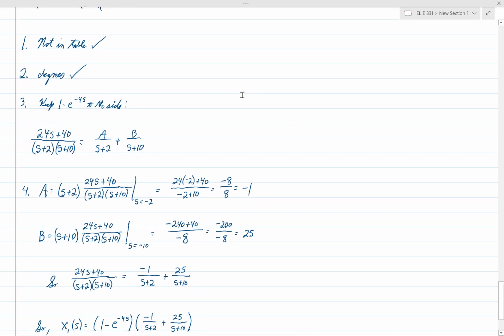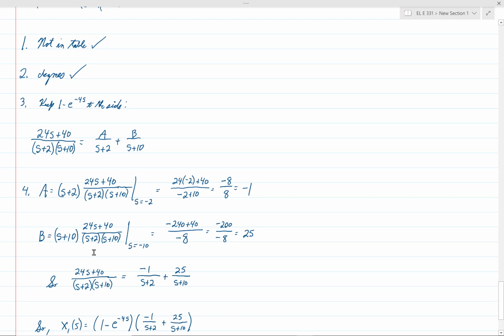And so this is perfect for the Heaviside method. A is over s plus 2, so we'll multiply by s plus 2 and evaluate at s equals negative 2, and when we do that, we get A equals negative 1. And then for B, since B is over s plus 10, we multiply this by s plus 10 and then evaluate at s equals negative 10. And when we do that, we get B equals 25.